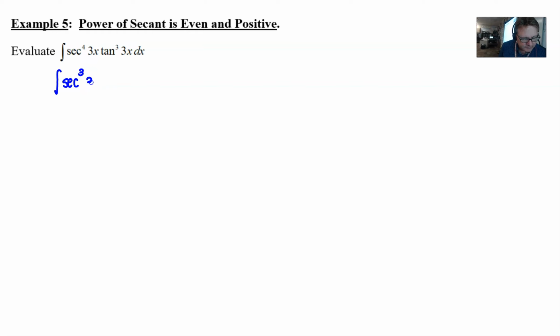If I peel away, let me write this again. Secant cubed of 3x, and then I've got tangent squared of 3x, and then if I have a secant and a tangent that I've peeled away, what good is that going to be? Well, that secant 3x, tangent 3x that we're writing here, this is what we would really like to play the role of our du.